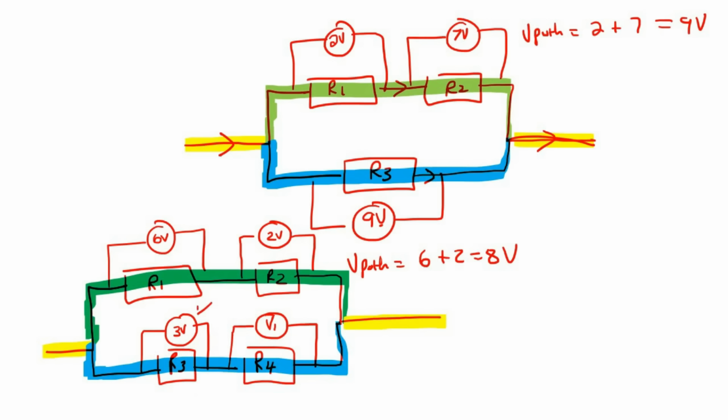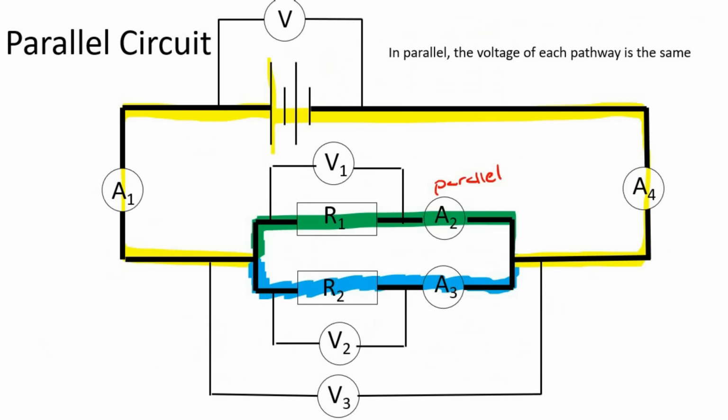They've told us that this one is already 3 volts, so that means that V1 would have to be 5 volts. Why? Because if you look at that pathway, it would be 3 volts and then 5 volts, which would give you 8 volts. And so the voltage across this pathway will now be exactly the same as the voltage across that pathway. Okay? So that's what I want you to know for now in parallel, is that the voltage of each path is the same. So for this circuit, we will say that V1 is the same as V2 because that's a voltage and that's a voltage.